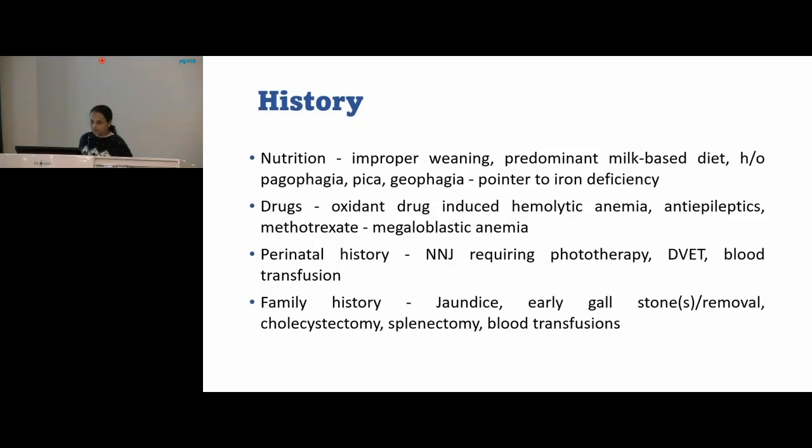Then there are some drugs which can result in anemia, especially hemolytic anemias like G6PD. We can have some oxidant drugs which can again induce hemolysis in them. Antiepileptics are known to cause anemia, especially phenytoin. And with methotrexate, the patient can end up having megaloblastic anemia. So history of drug intake is also important.